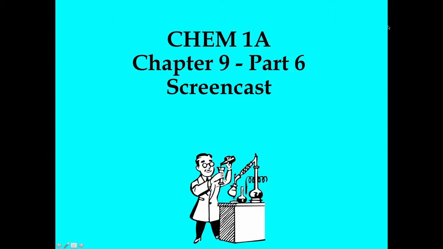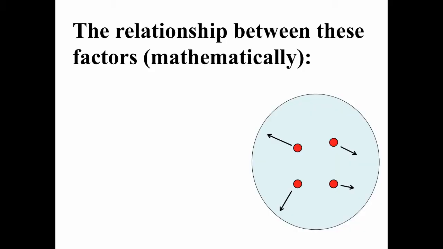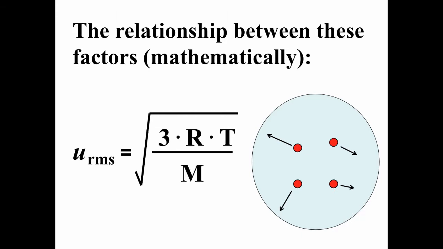Welcome to Chapter 9, the sixth screencast for gases. In the previous screencast, we considered the factors that affect the speed of molecules of a gas and talked about that a little bit. Now we're ready to look at the relationship between these factors mathematically. And these factors are related by the equation shown above.